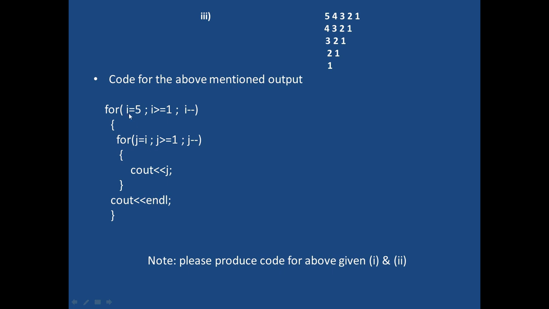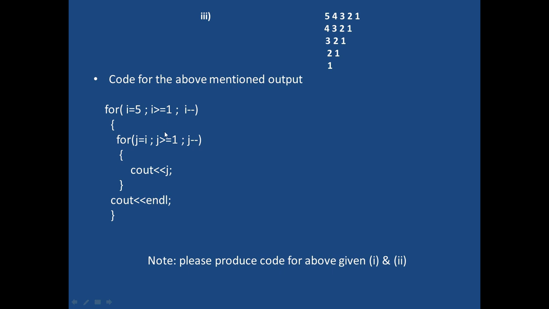So when the value of I is 5, the condition is true. Control enters into the body of the loop. Here it gets the inner loop, j equal to I. As the value of I is 5, j will start from 5. The condition is true with one decrement. So the first time the value of j is 5, then with one decrement the value of j becomes 4, then 3, then 2, and then 1. So when the inner loop completes the first time, the first row will be displayed: 5, 4, 3, 2, and 1.